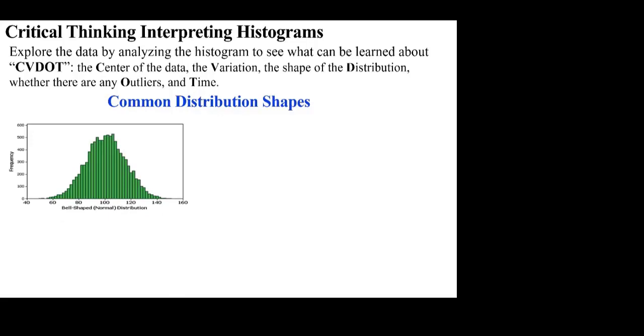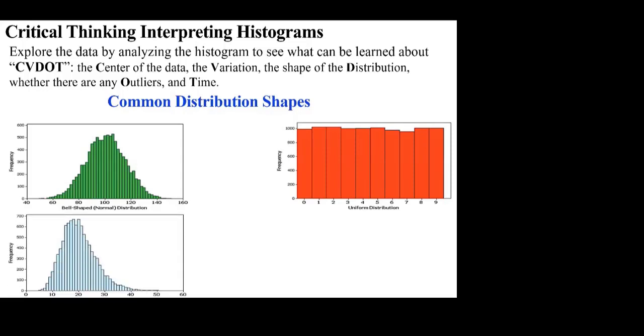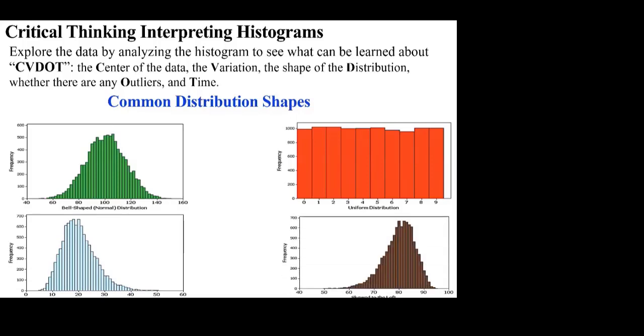Something that is bell-shaped, also known as normal distribution. A uniform distribution, the heights are the same or almost the same. Skewed to the right or positively skewed, or skewed to the left, or negatively skewed. Again, those are just the shapes. I think most everybody is comfortable with this and remembers this stuff.